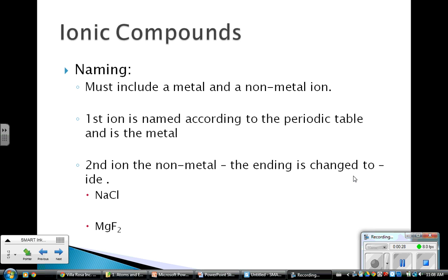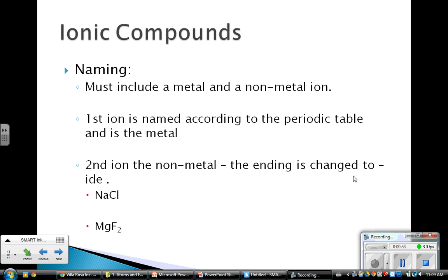Okay? The first ion is named according to the periodic table, and it tends to be the metal. Again, that one exception is boron. So sodium would just be sodium. Magnesium is just magnesium. So that's how we name it. The second ion is the non-metal, and we change the ending to IDE. So chlorine becomes chloride. Fluorine becomes fluoride.